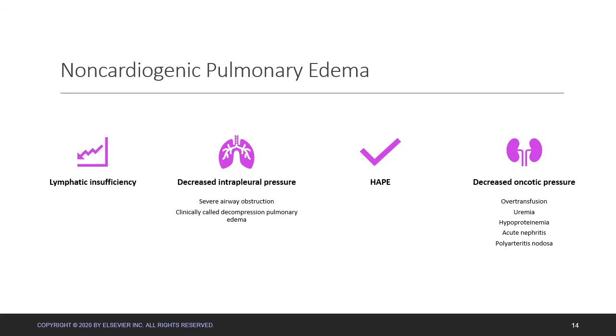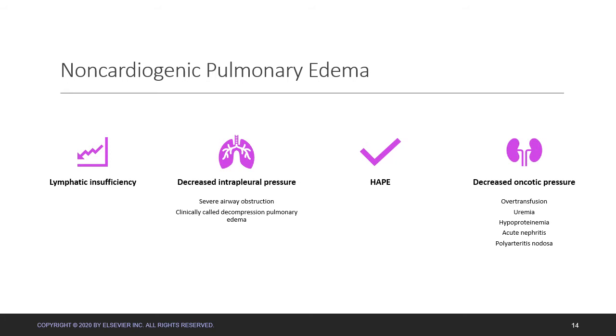A related kind of pulmonary edema is created by the sudden removal of a pleural effusion. Clinically, this condition is called a decompression pulmonary edema. HAPE, or high-altitude pulmonary edema, can occur in people who exercise at altitudes above 8,000 feet without having first acclimated to high altitudes. HAPE often occurs with recreational hikers and skiers.